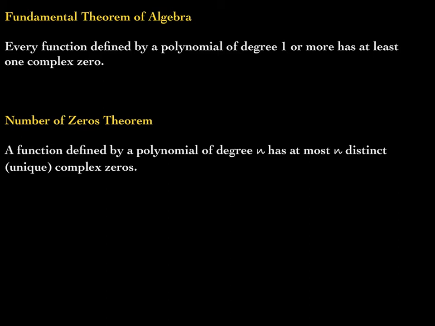The other theorem is the number of zeros theorem. So a function defined by a polynomial of degree n has at most n distinct or unique complex zeros. So, for example, a cubic degree 3 polynomial function will have at most 3 complex zeros. A quartic or degree 4 polynomial function will have at most 4 distinct complex zeros, okay? All right, we're going to use these theorems to answer a couple more questions.